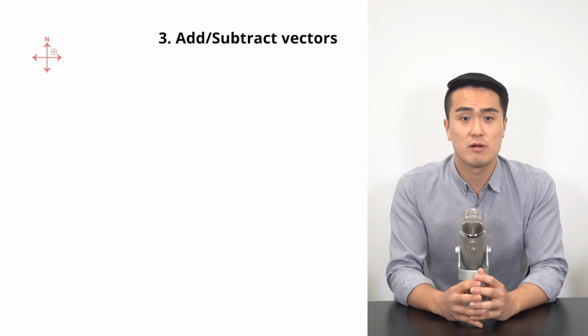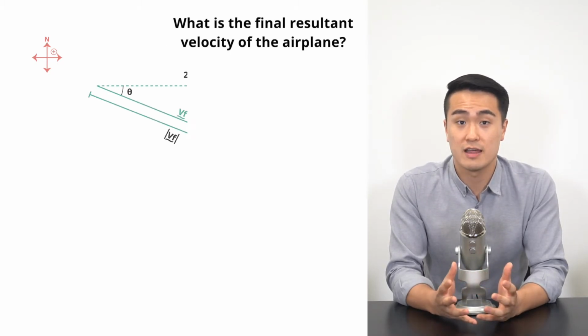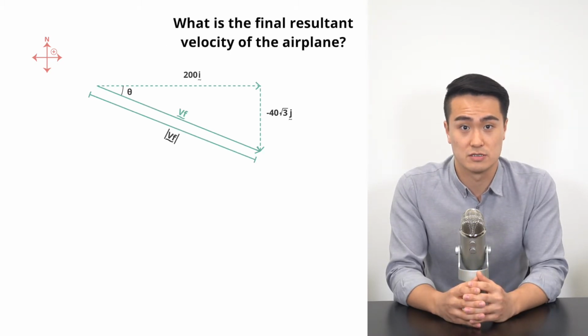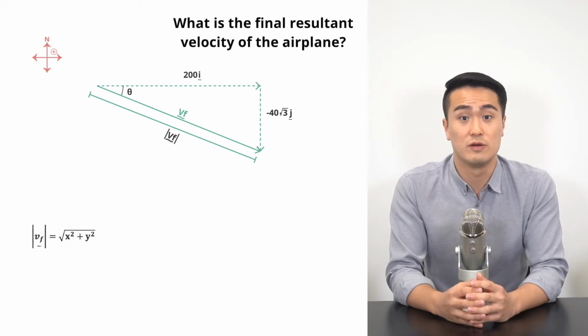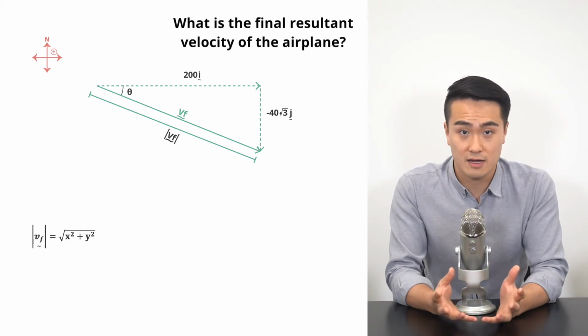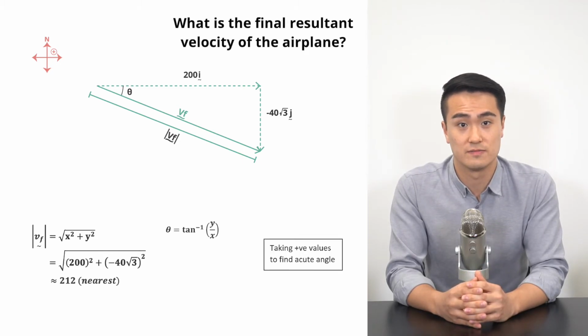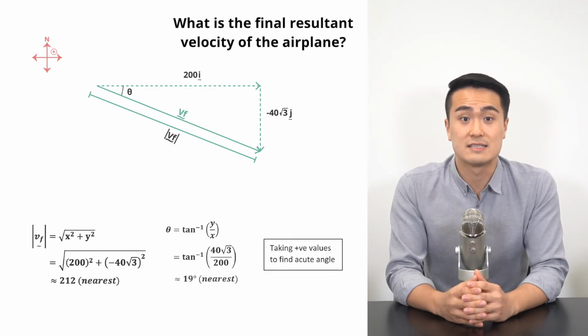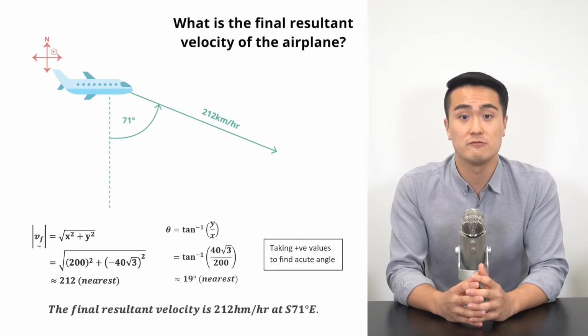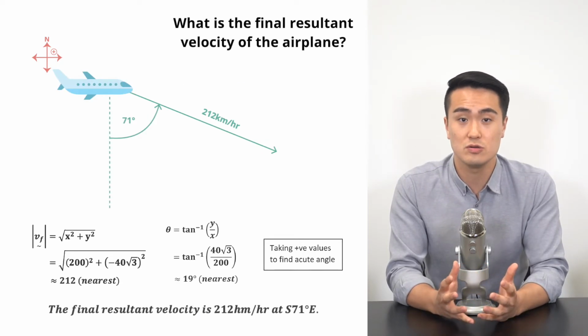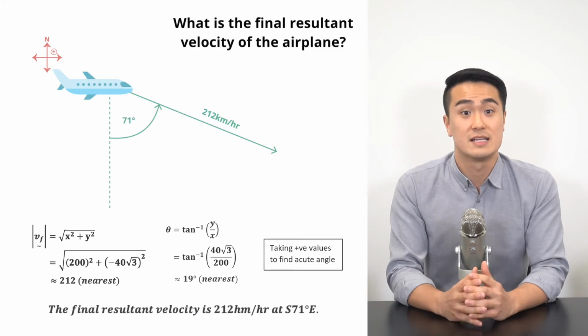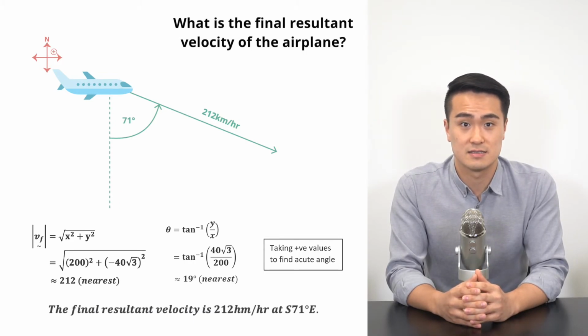We usually don't represent velocity in vector form, but rather in its magnitude and direction. So to find the magnitude, we find the length of the vector using Pythagoras, and for the direction, we find the angle using trig. We can calculate theta as 19 degrees, so the final resultant velocity of the plane is 212 km per hour south 71 degrees east.